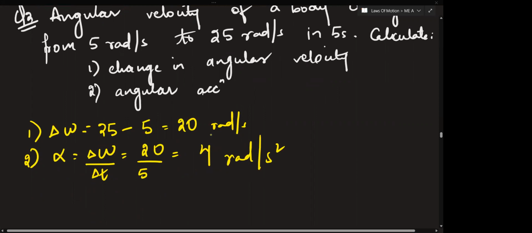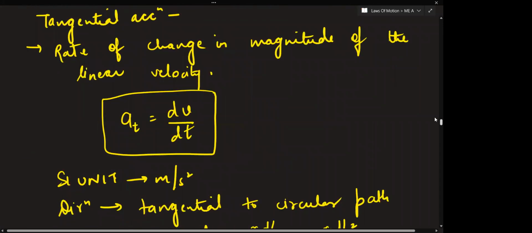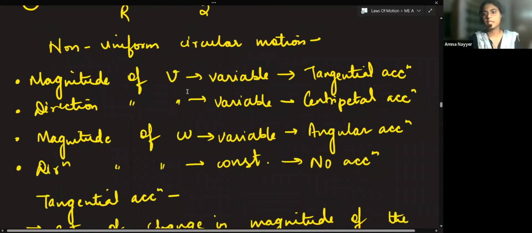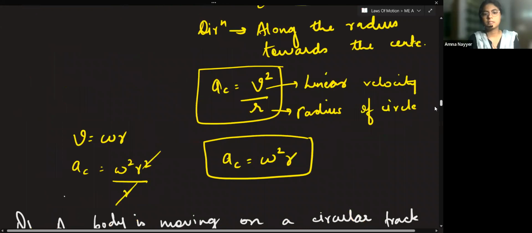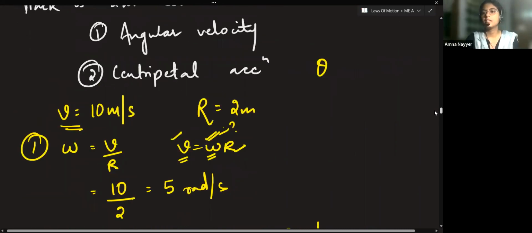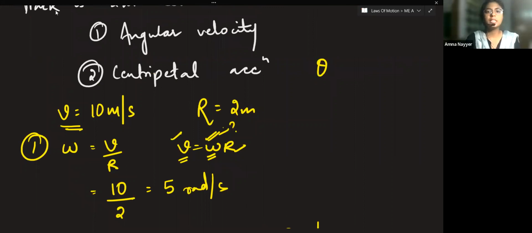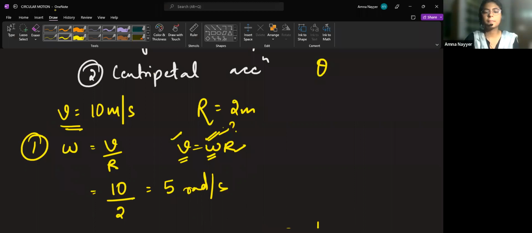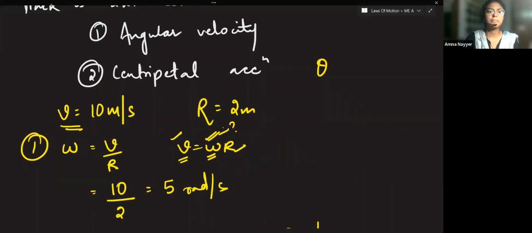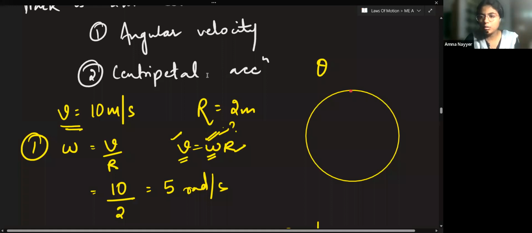Ma'am, I have a doubt in the first phrase of the non-uniform circular motion, where you have written if the magnitude of V is equal to variable. This one? Yes, ma'am. Okay, see. Magnitude of linear velocity is variable means, this is the circular motion that has been covered. Now let's say a point I have taken, this point A. The magnitude of the velocity is, let's say, 3 meters per second.